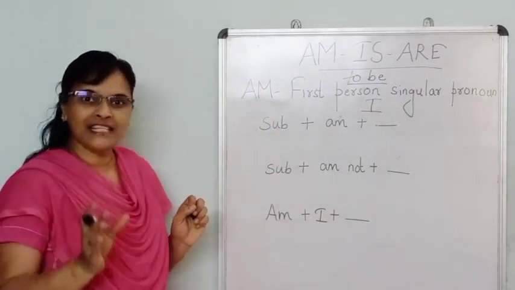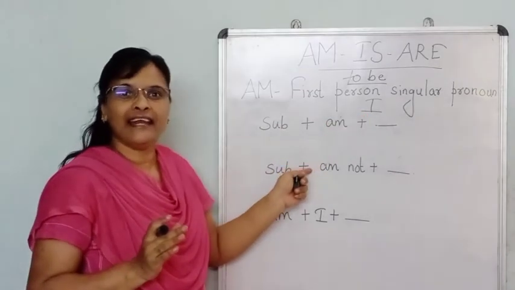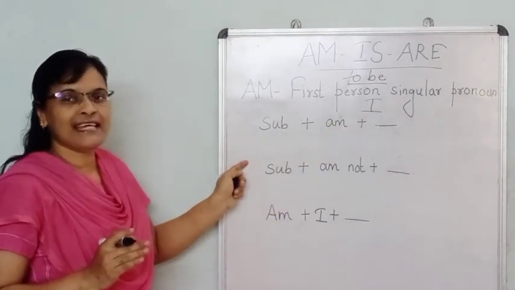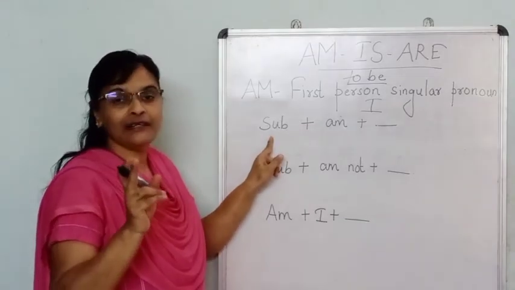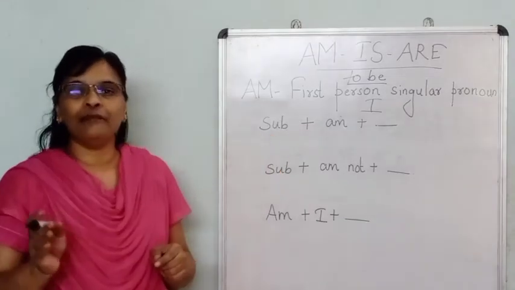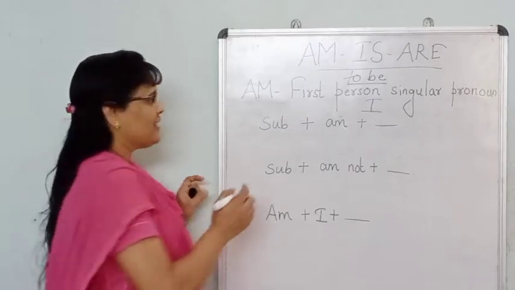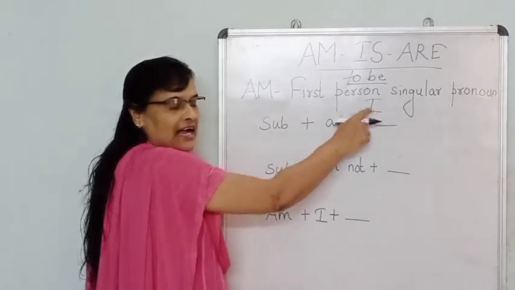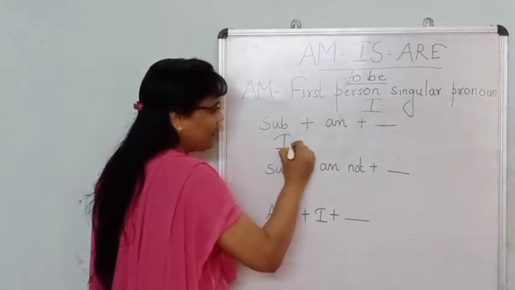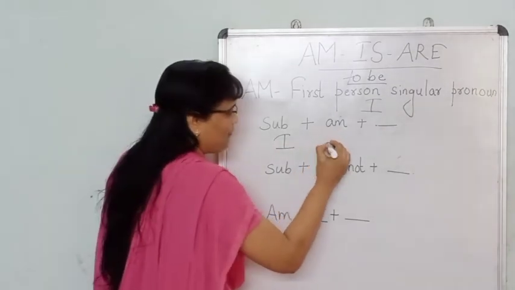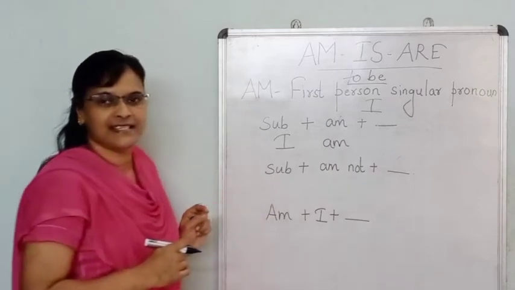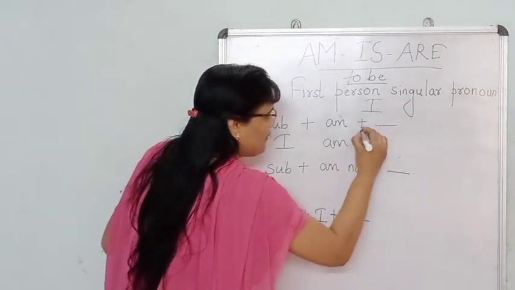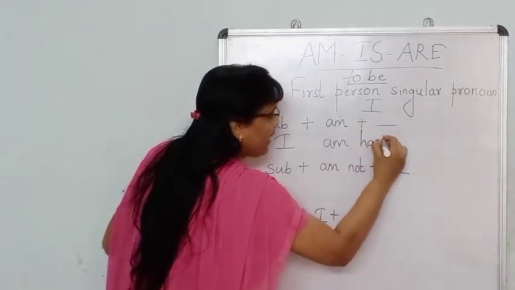So now let's put this I in our example. As I said, first you have to write I. Remember, this is in case of affirmative sentences. So our subject is I. Then comes am. I am, then the rest part of the sentence. Let's write happy. I am happy.